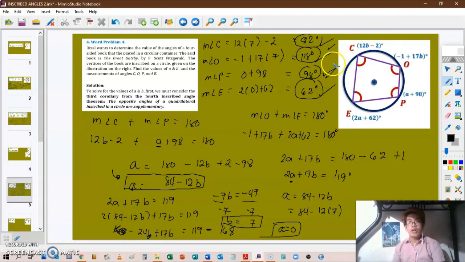So that's it for inscribed angles in our second module in the fourth quarter. Our next lesson is going to be more about tangents and chords of a circle. It's a good place to stop.